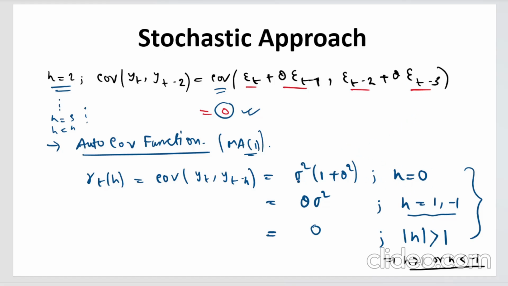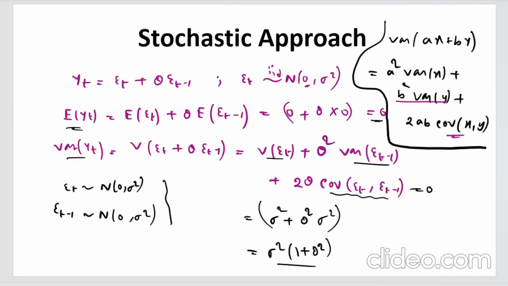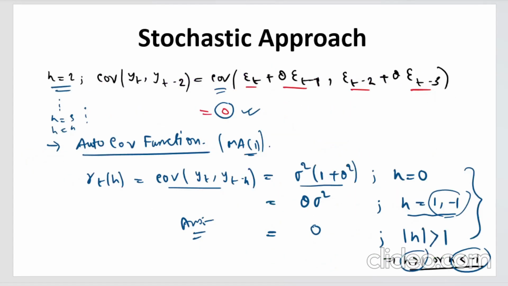So h equals 0 will give you the variance. Variance is the same as autocovariance here. For h equals 1 or minus 1, this is theta sigma square. And for every other h, that is mod h greater than 1, so h is greater than 1 or h is less than minus 1, since these counterparts will have the same value, for every other lag value this will be 0, and this will be your answer. So for this question, we have found out the mean, the variance, and the autocovariance, right?